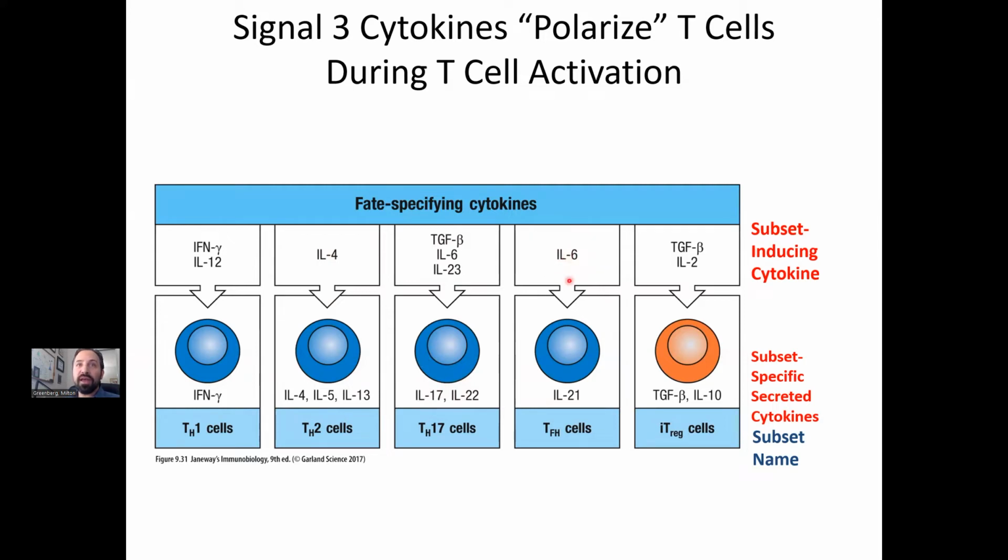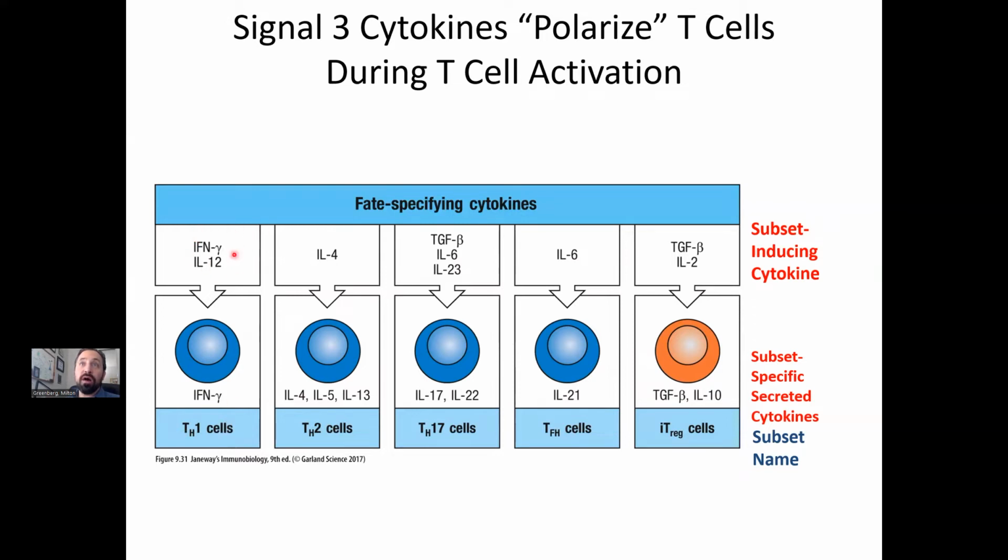Making a lot of IL-6 says, hey, it's time to make a lot of antibodies so that we can go out and help neutralize all the bugs that we need to fight. Or it says, hey, things are really super activated right now, we need to start calming things down with these regulatory T cell mechanisms. So up here we have the subset-inducing cytokine, and then these are the cytokines that are made by that specific subset, and then the subset name down here.